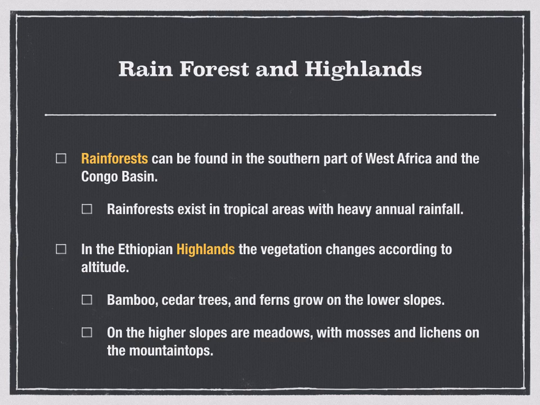Rainforest and highlands. Rainforests can be found in the southern part of West Africa and in the Congo Basin in Central Africa. Rainforests exist in tropical areas with a heavy annual rainfall. In the Ethiopian highlands, the vegetation changes according to the altitude. On the lower slopes, you're going to find bamboo and cedar trees and ferns. Higher up, there are meadows, even mosses and lichens on the mountain slopes.